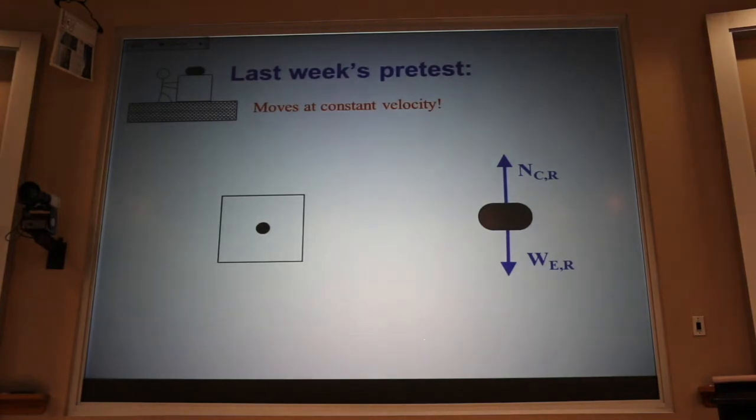I want that diagram to scream balance. If I put a friction force to the right, it screams to the right. If I put a friction force to the left, it screams to the left. That won't work. The only thing left is zero. And that's what the friction force is.